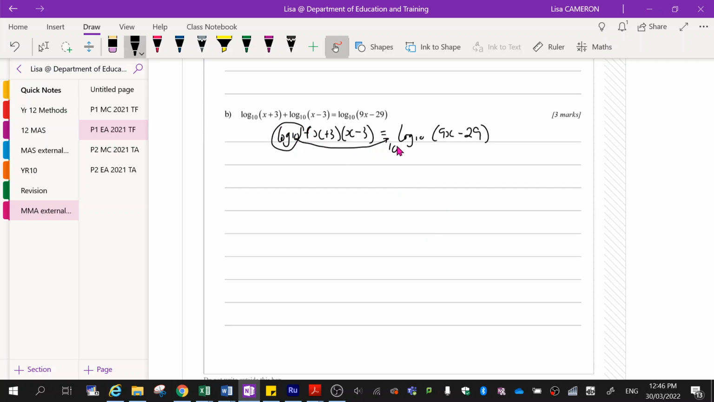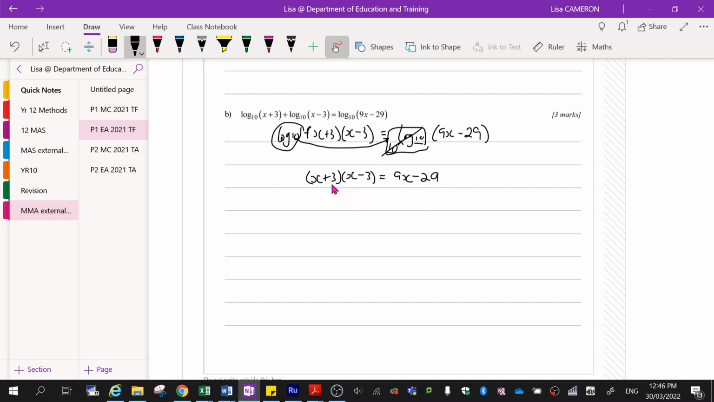So next thing I'm going to do is move this log to the other side. When it comes across, it will become 10 to the power of this. And when that matches that, it cancels out to 1. So this section here is just 1. And I'm left with x plus 3 on this side, bracket x minus 3, is equal to 9x minus 29.